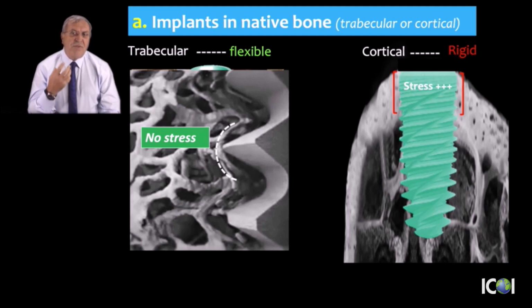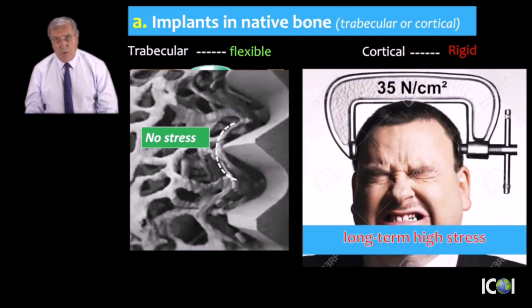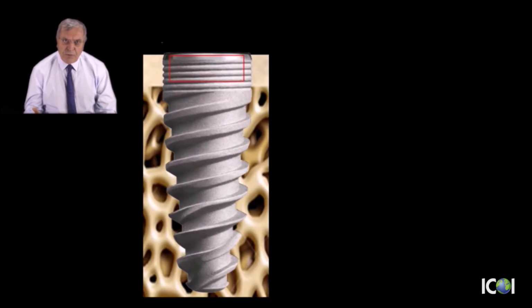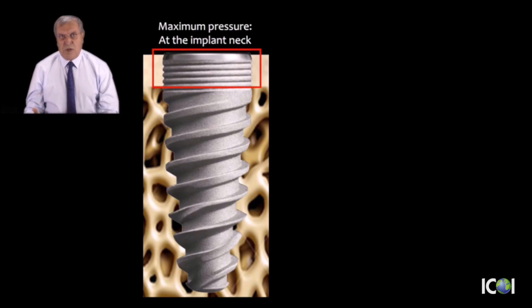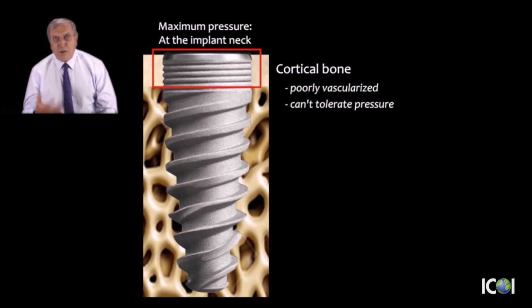I would like to show you just a picture to understand a pressure on a bone of 35 Newton. Imagine a clamp on your head with 35 Newton. You will not support more than 5 seconds because it's very painful. And now you can understand that it depends where we apply this pressure. When we put an implant, the issue is the cortical bone. At the implant neck, this bone is poorly vascularized. This bone cannot tolerate the pressure.